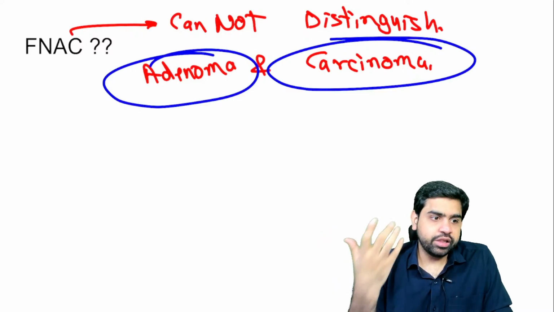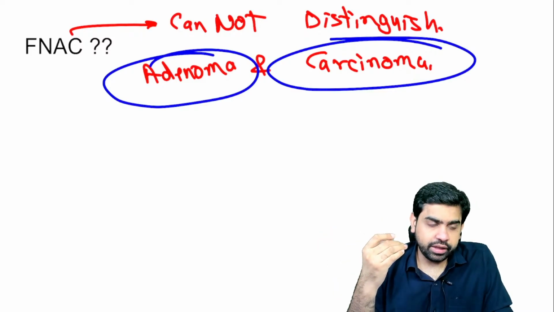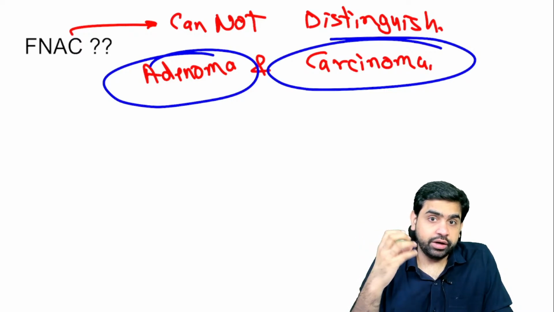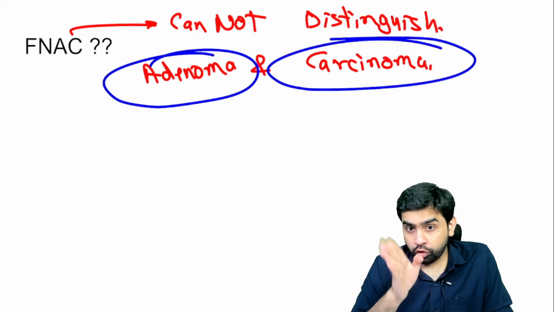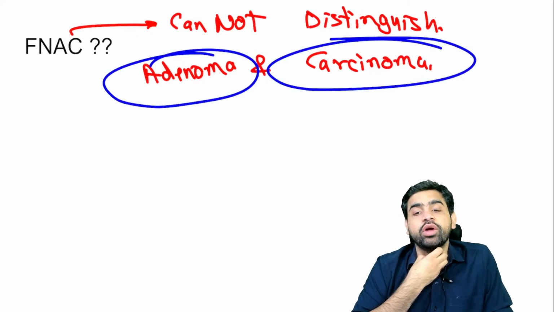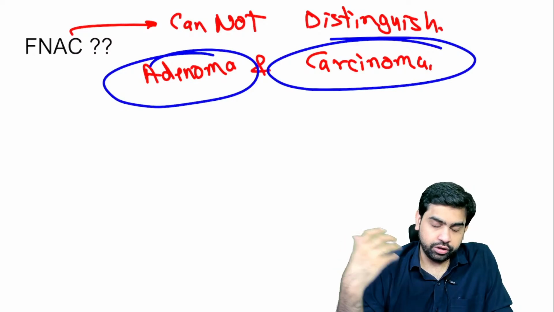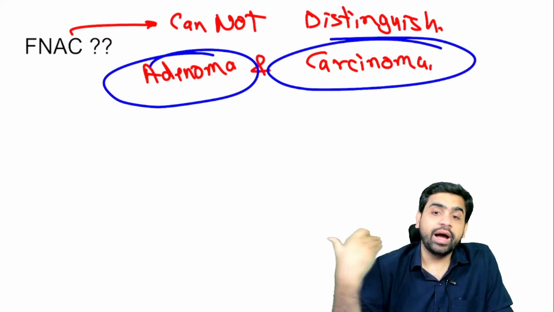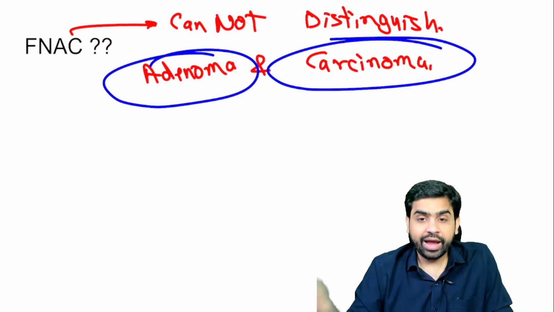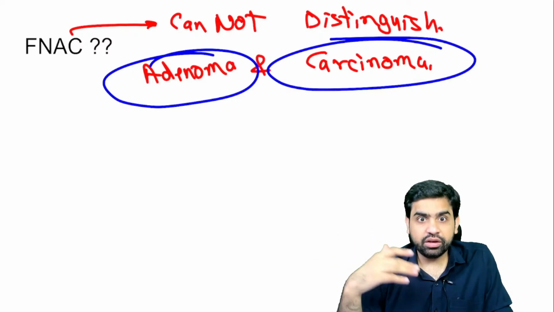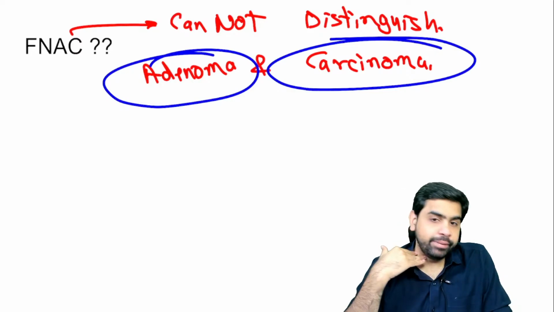So what you essentially do is, when you do an FNAC, if it shows a follicular lesion, then you have to remove that particular nodule. You need to do a hemithyroidectomy and send it for histopathological examination. And once the histopathological examination comes back, if it shows that you are dealing with a follicular carcinoma thyroid, then you have to perform a completion thyroidectomy.